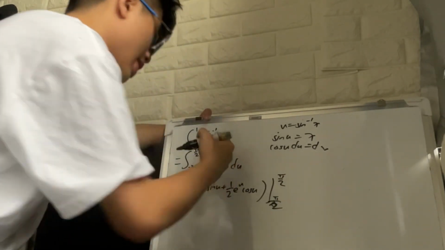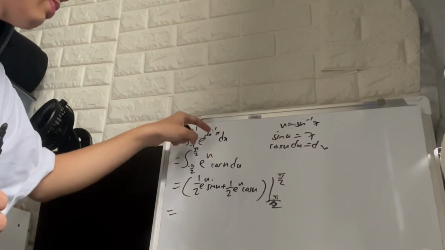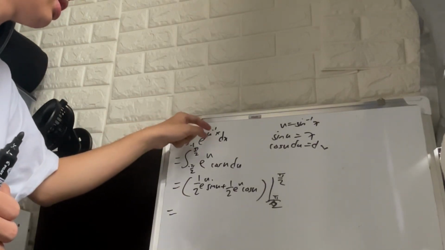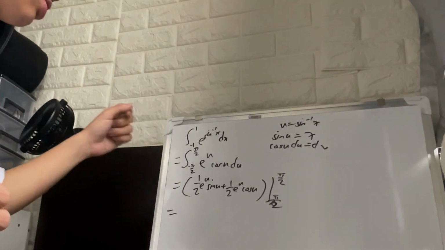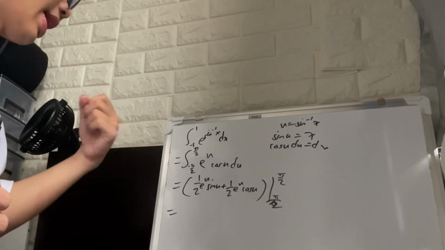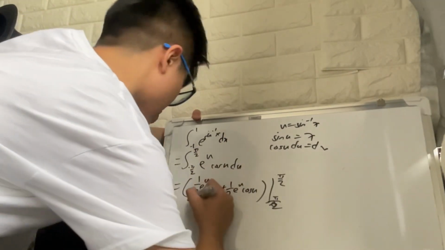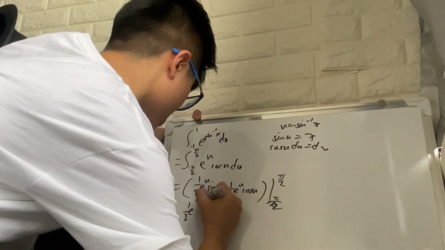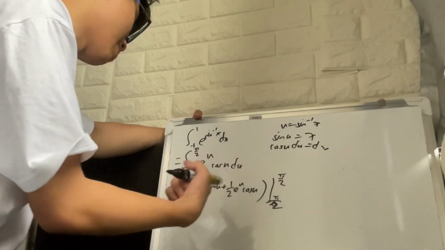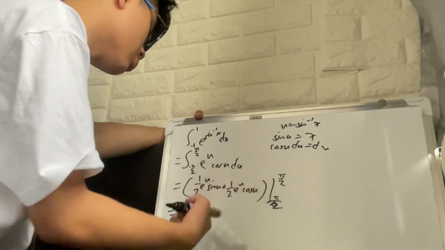It's not an odd function or an even function. Let f of x equal e to the power of inverse sine x, and put in negative x. You will not get negative f of x or f of x. First put pi over 2 into it. Sine pi over 2 is 1, so you get 1/2 times e to the pi over 2. Then put pi over 2 into the cosine. Cosine pi over 2 is 0, so never mind.